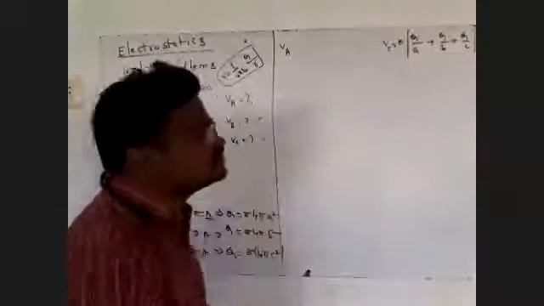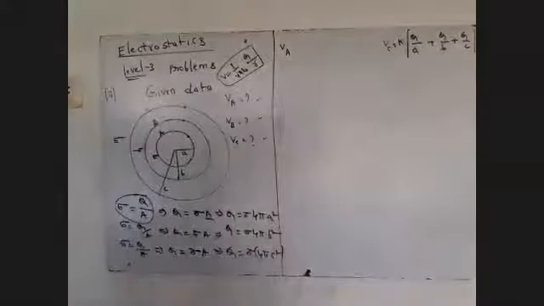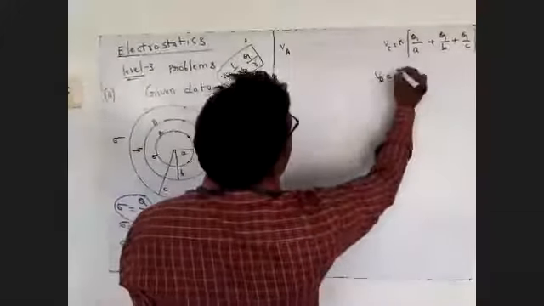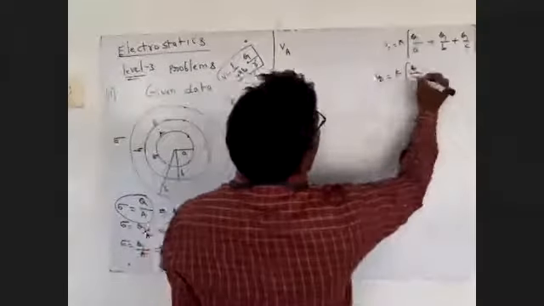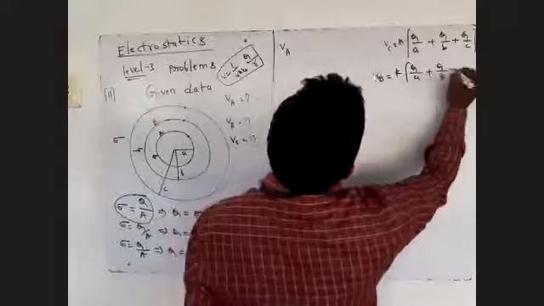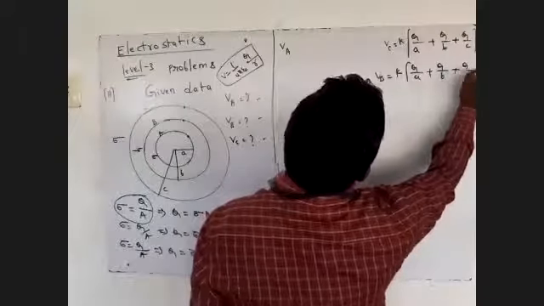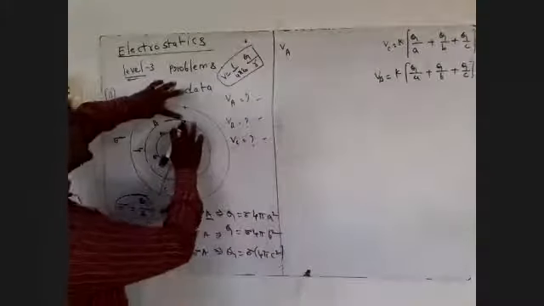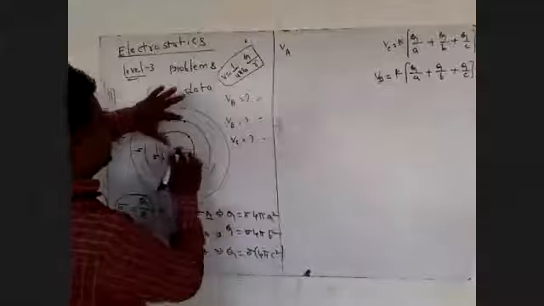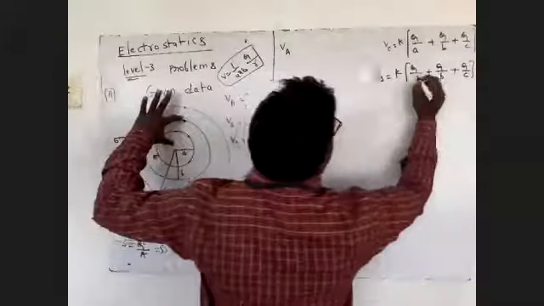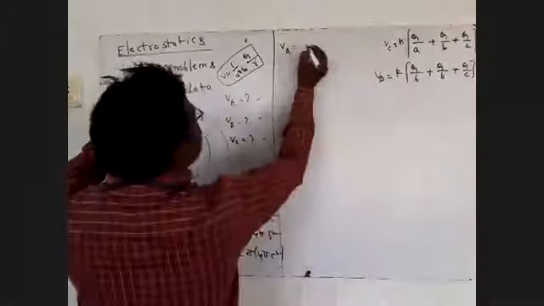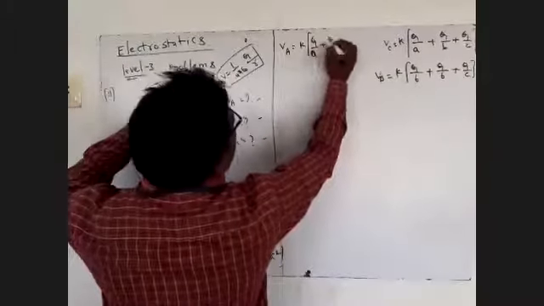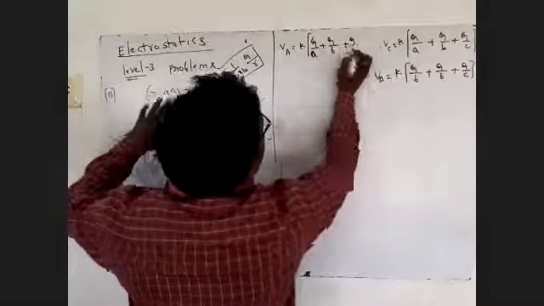Okay, so that is the formula we are using. Next, the second one is VB. What is VB? VB is equal to K into Q by A plus Q by B plus Q by C. We are writing the charges and concentric shells here, A, B and C. So V means K times Q by A plus Q by B plus Q by C.